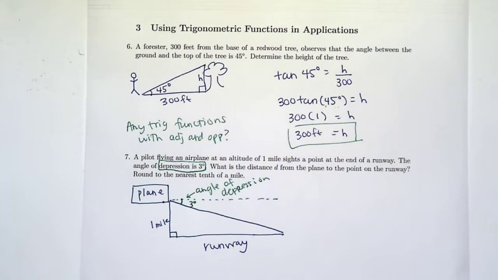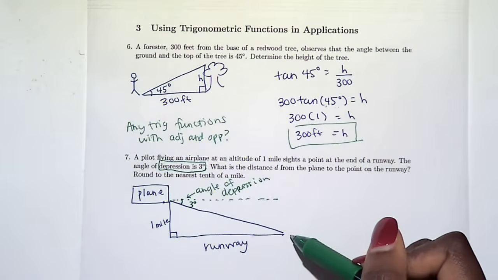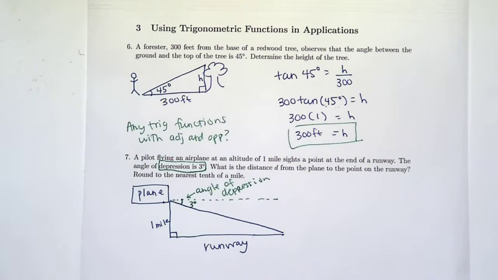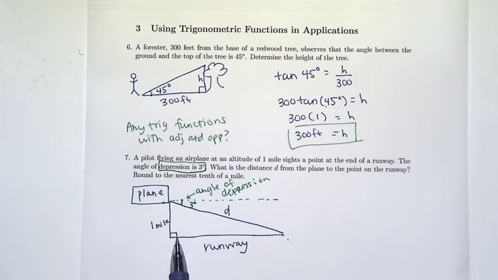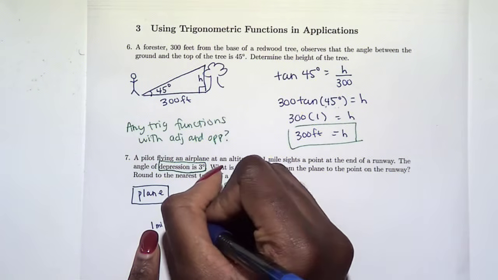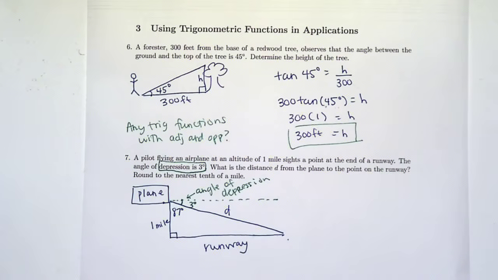Okay, and then it says, what is the distance d from the plane to the point on the runway? So we want to find this distance from the plane to the runway. Okay, so we have this triangle. We know this is 90 degrees, but we don't know the other side lengths, except that we do. We know that this up here creates a right triangle as well, so that means this angle inside must be 90 degrees minus 3 degrees. This must be 87 degrees.